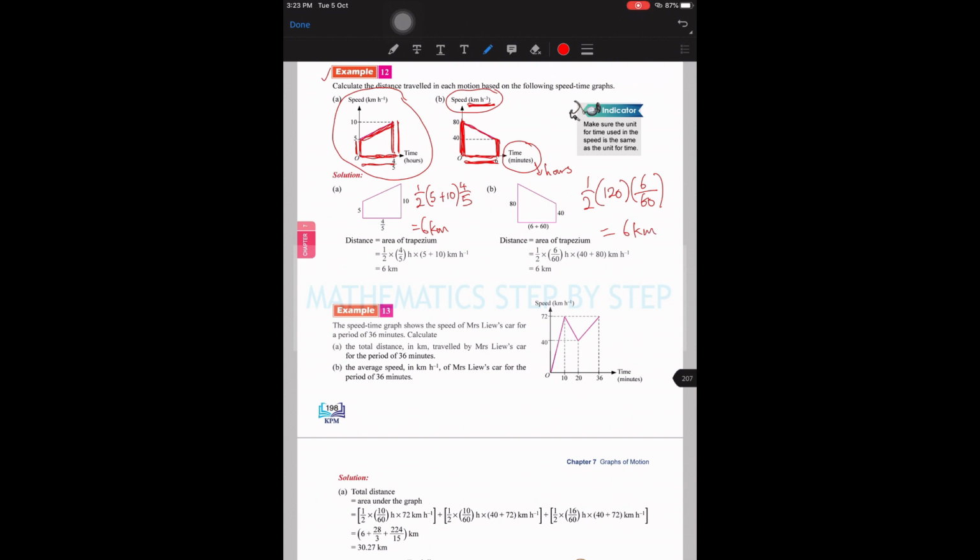So this is a very common mistake that people will make. So you guys must remember, whenever the speed is kilometer per hour, we must make sure the time is in hours.